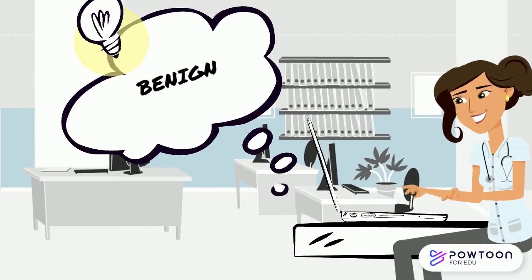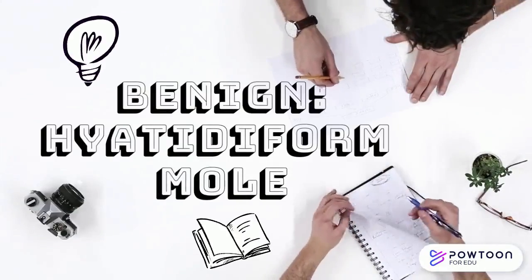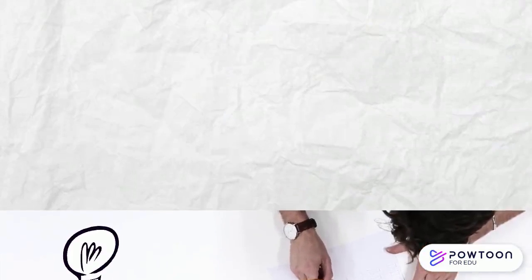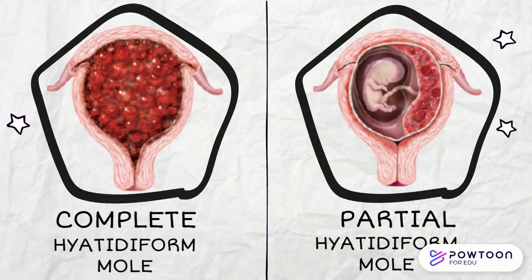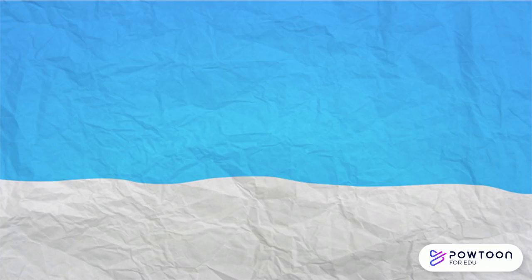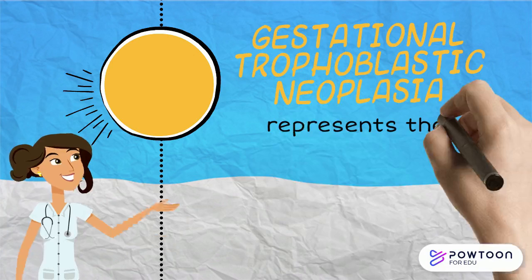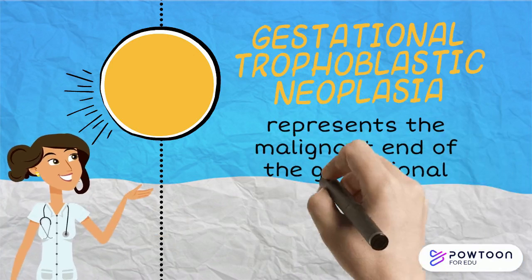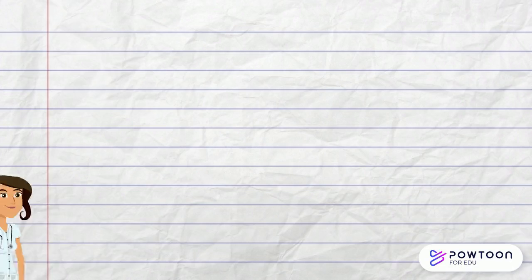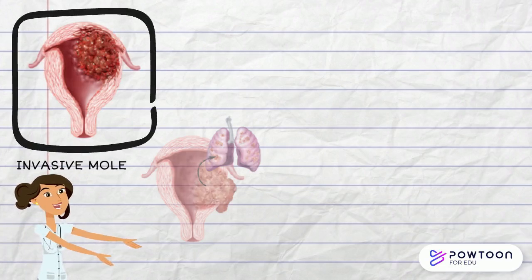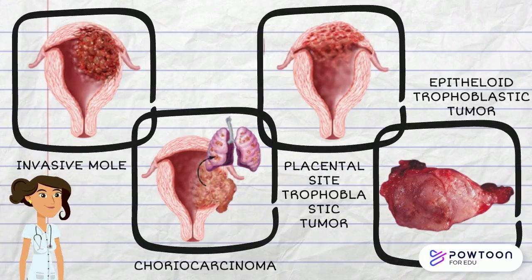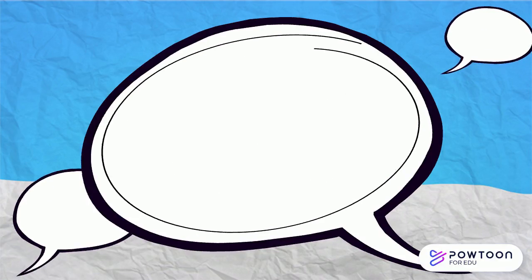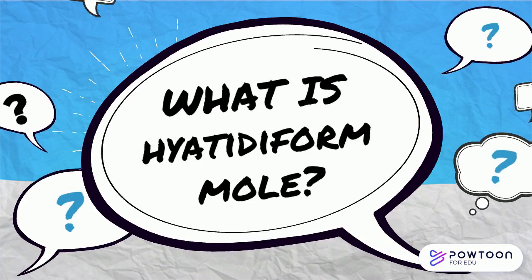So, is it benign or malignant? Its benign form is the hydatidiform mole, which can be subdivided into complete or partial mole based on morphologic, cytogenetic, and clinicopathologic features. Gestational trophoblastic neoplasia represents the malignant end of the gestational trophoblastic disease spectrum. This includes the more common types, the invasive mole and choriocarcinoma, and the rare types, the placental site trophoblastic tumor and the epithelioid trophoblastic tumor.